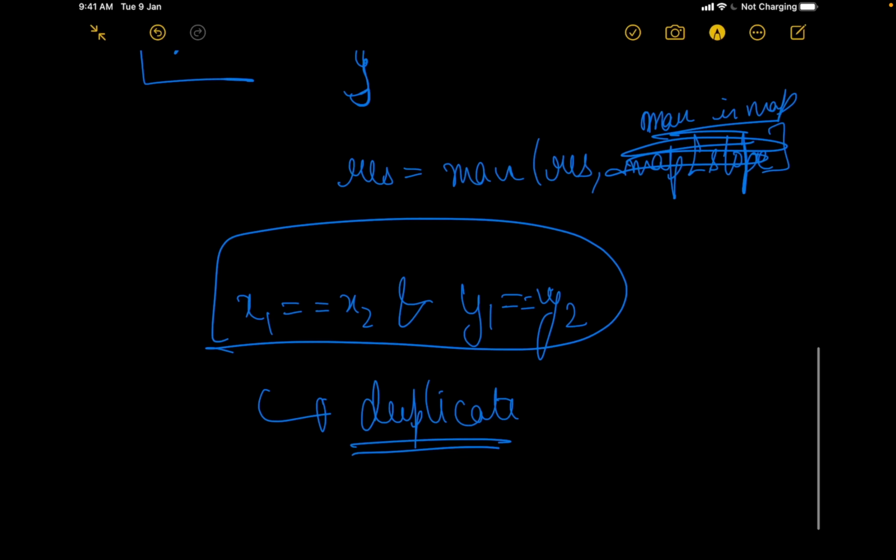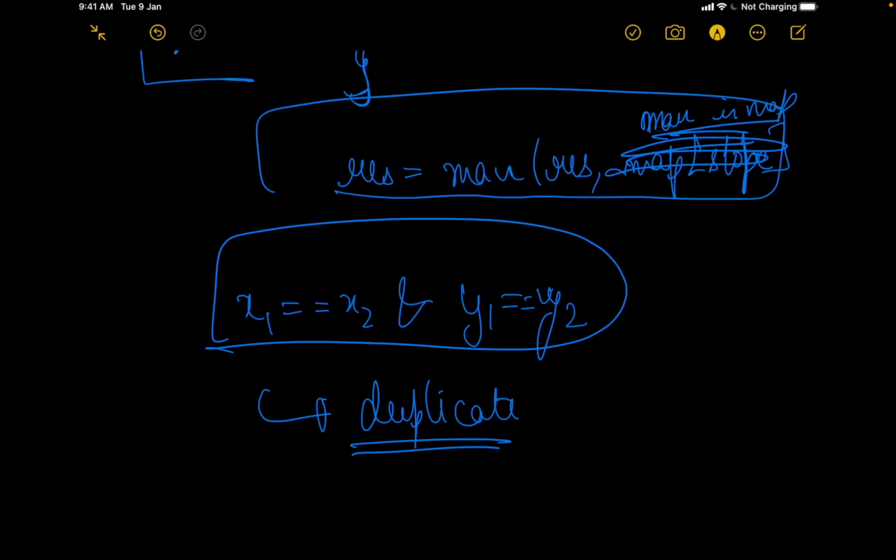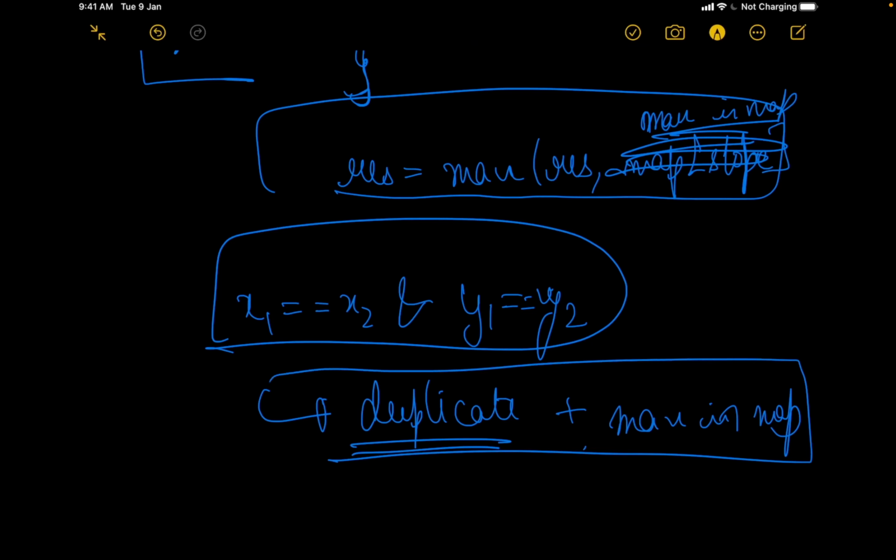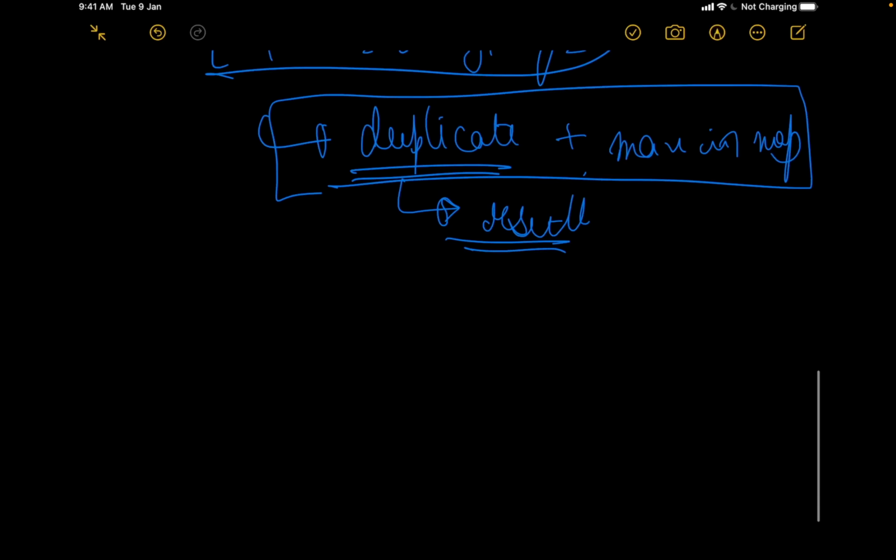At the end, when I'm calculating my result answer, I'll add duplicates to the maximum in the map. I hope this is simple to understand, and this in turn should give me the result. So yeah, that's it. One concept still remains.